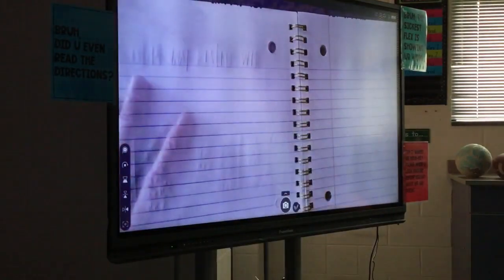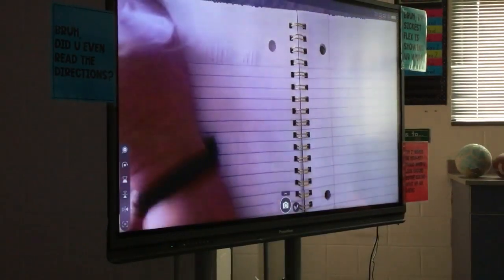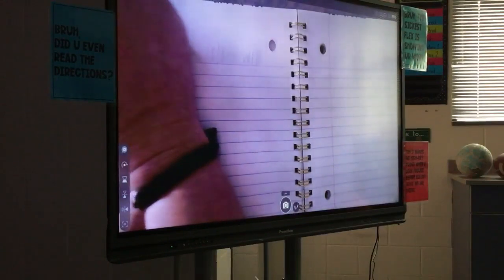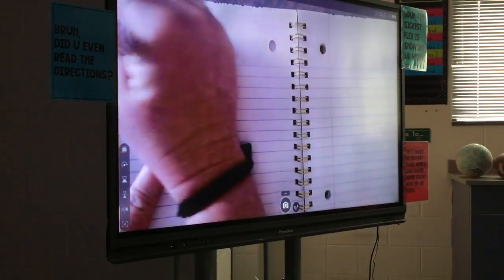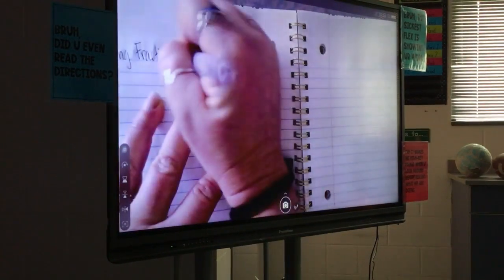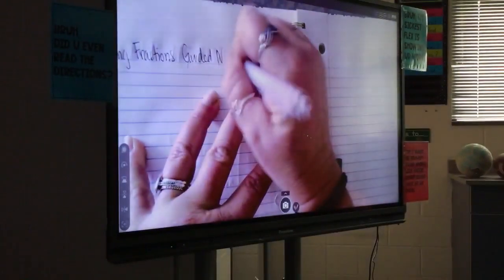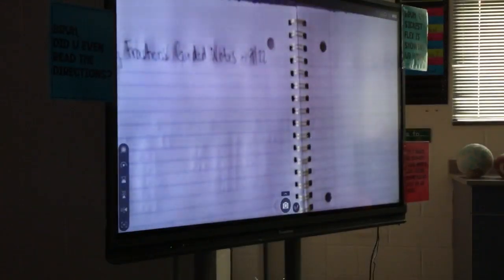If you have not labeled the pages but you have them glued in, it's multiplying fractions, guided notes. And that was from 9/22. All right, and that is where your notes are going to go from Friday.